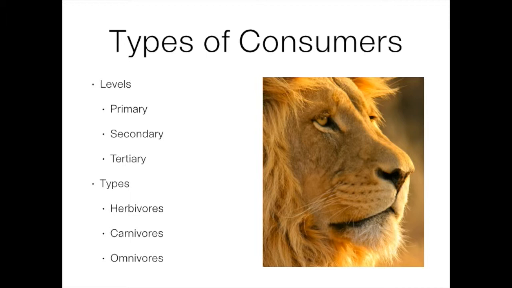There are different levels and types of consumers as well. There are 3 levels: primary, secondary, and tertiary consumers. Also, there are 3 types of consumers: herbivores, carnivores, and omnivores. Herbivores refer to consumers that eat plants. Carnivores refer to ones that eat only meat, and omnivores are animals that can eat both plants and meat. Usually herbivores are primary consumers since they can only eat plants, which are classified as producers.